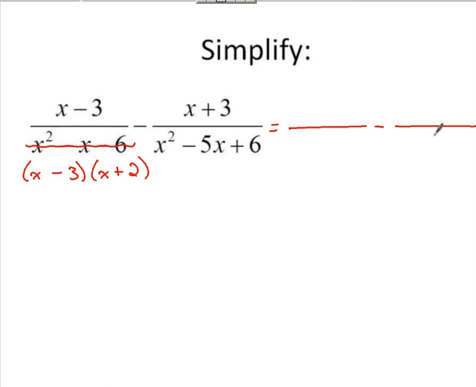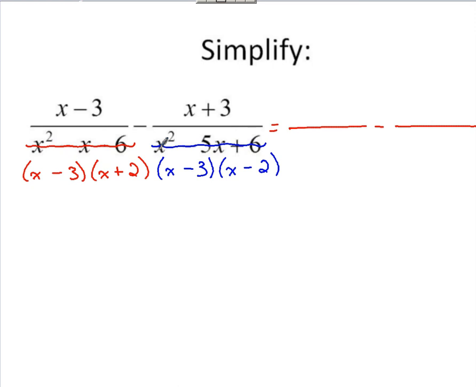Factoring the denominator here. Now we got x times x. What is it, 3 and 2? Be negative on both, right? So all the factors are out in the open to play with.